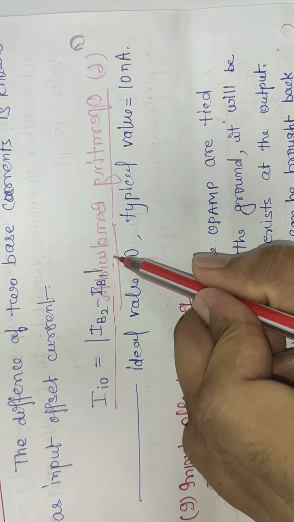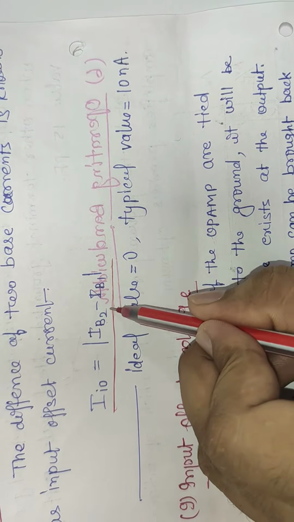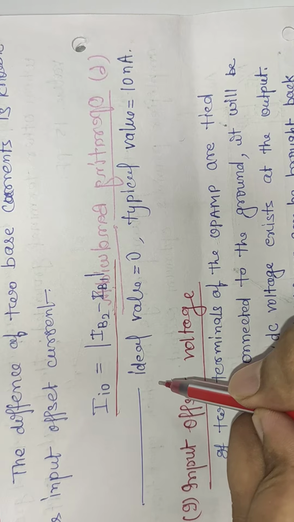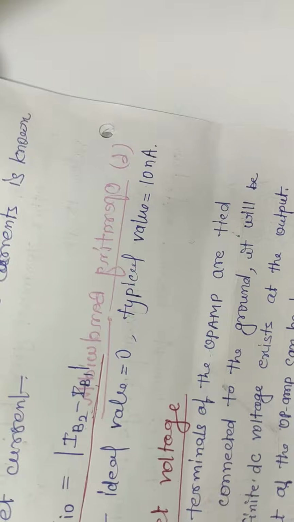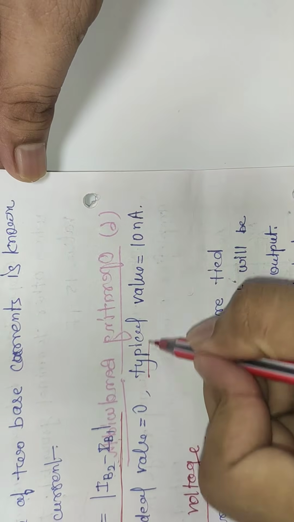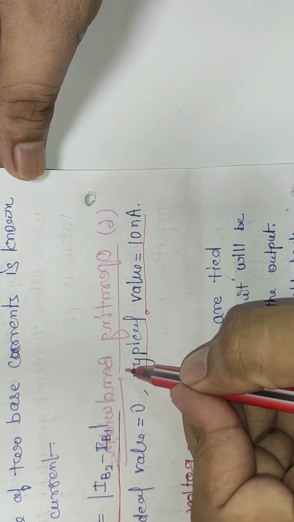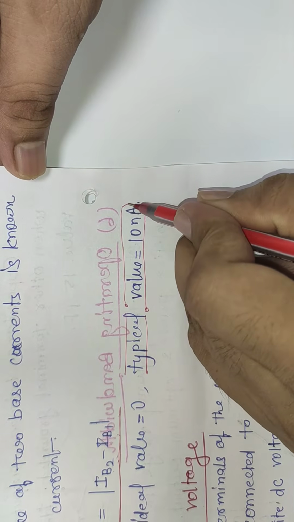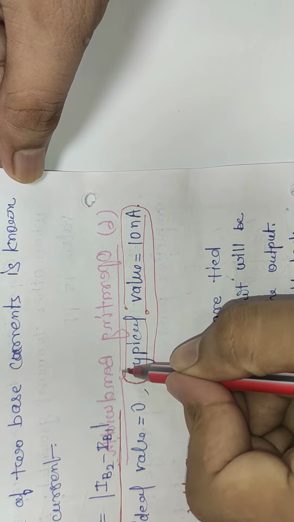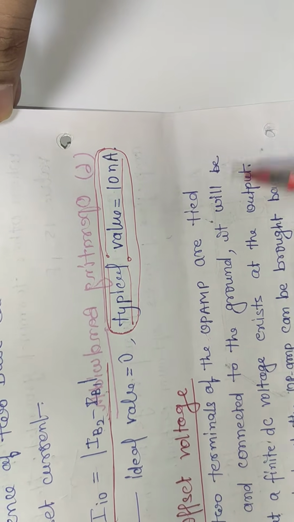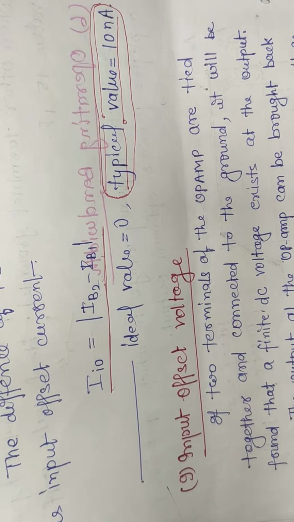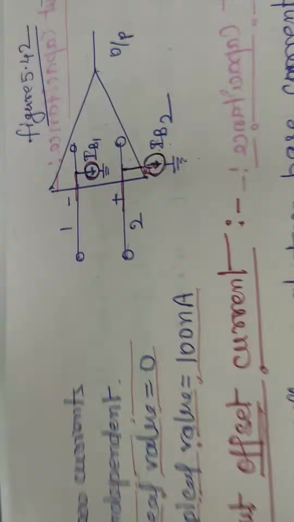So as IB1 should be 0 ideally and IB2 should be 0 ideally, therefore input offset current should also be 0 ideally. Practically, the typical value in IC 741 for input offset current is 10 nanoamperes. So it is important to note that the typical value for input offset current is 10 nanoampere. Let us come to the next property of op-amp, that is called input offset voltage. Let us see what is the input offset voltage.